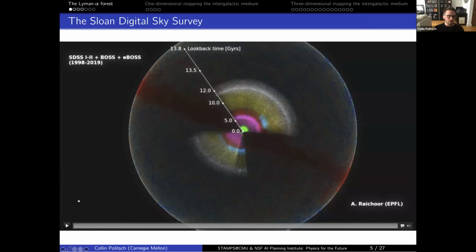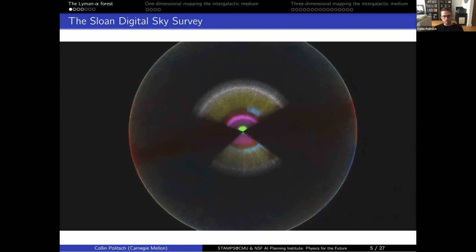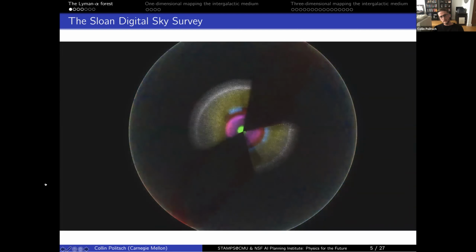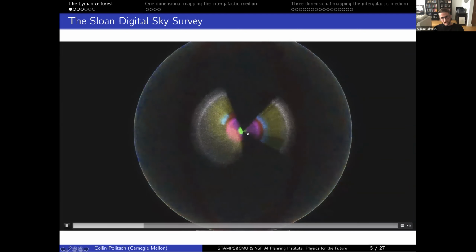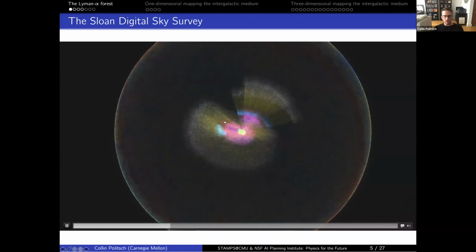Okay, getting started here with the Sloan Digital Sky Survey, the survey that's been ongoing for over 20 years now. I'm going to show you a video here of the 3-dimensional distribution of galaxies, this redshift survey that's been mapped by the Sloan Digital Sky Survey. So we are here at the center of our observable universe.